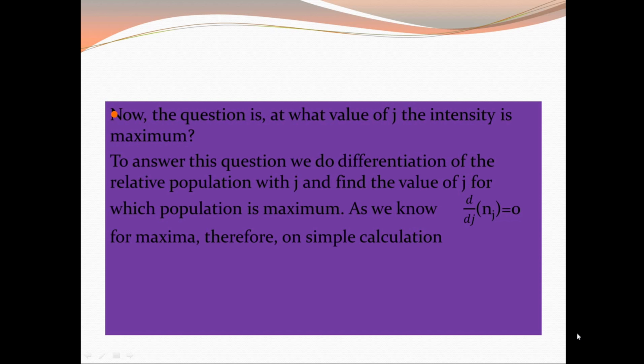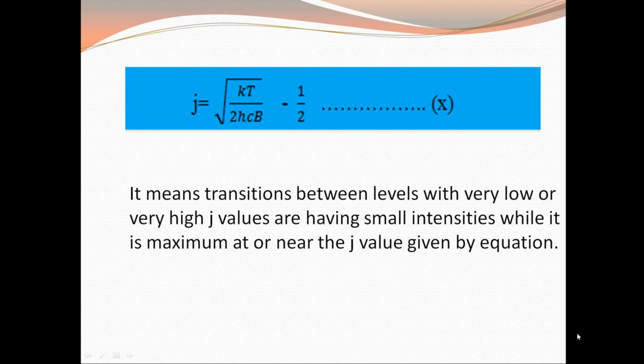So we just differentiate this Nj with respect to J and equate it to 0 for getting the maxima. By differentiation and equating to 0, we find J equal to under root kT upon 2hcB minus half. This is given in equation 10. It means transitions between levels with very low or very high J values have a small intensity, while it is maximum at or near the J value given by equation number 10.